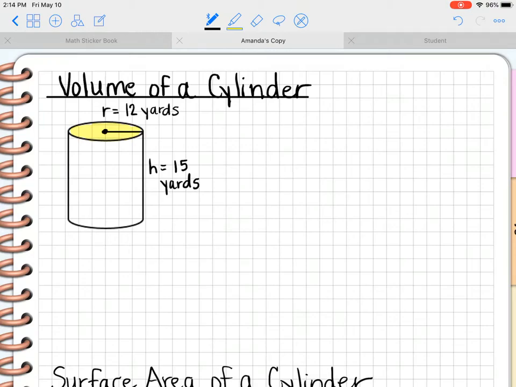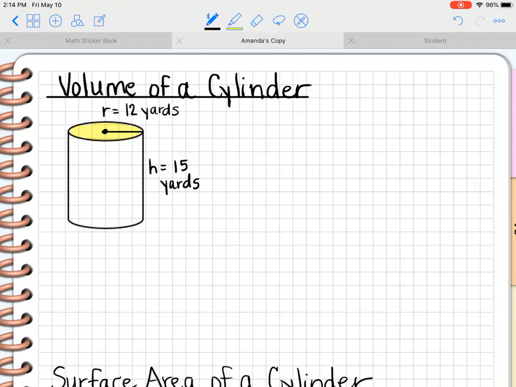And while I'm thinking about this, you would always want to be sure that your units match. If you had one in feet and one in yards, you would need to fix that before you proceed. So we have 12 yards and 15 yards. Yards and yards are good. We're good to go. But that's something to bear in mind on a test.